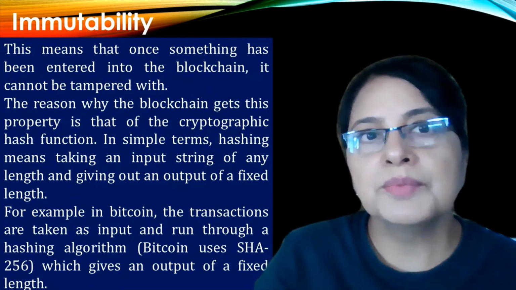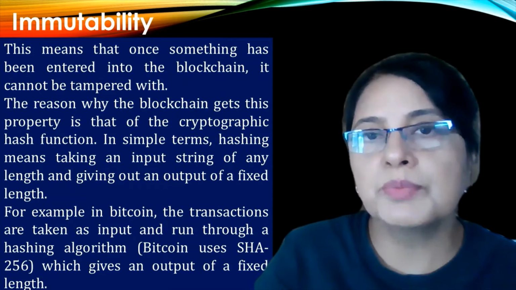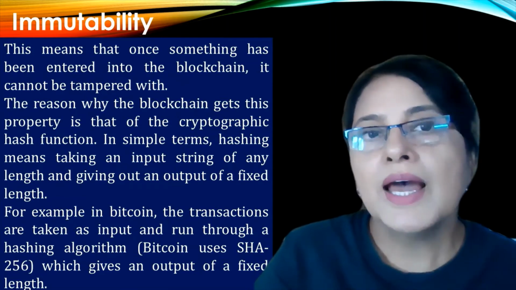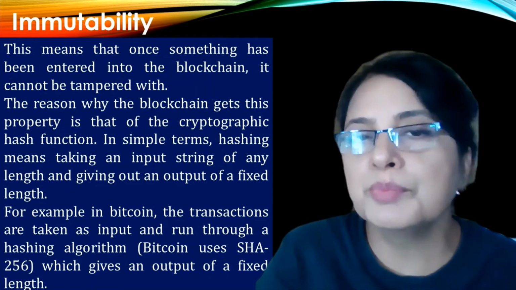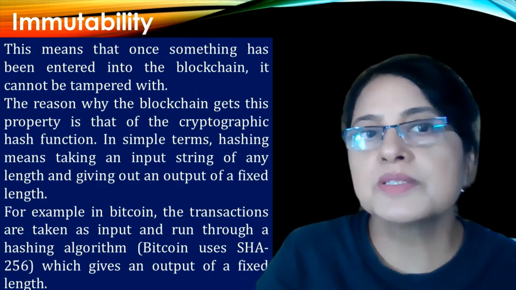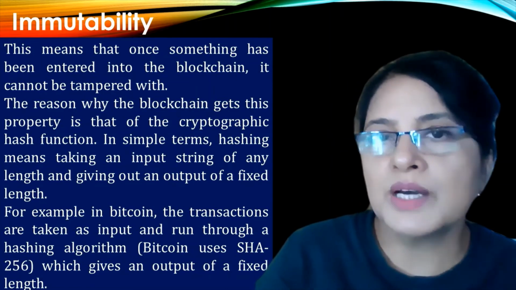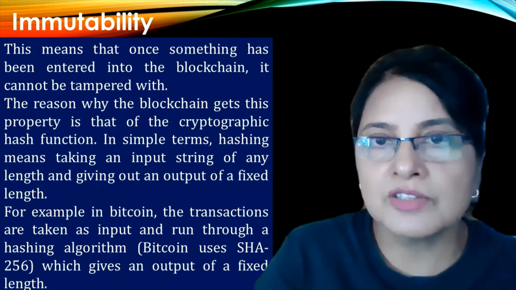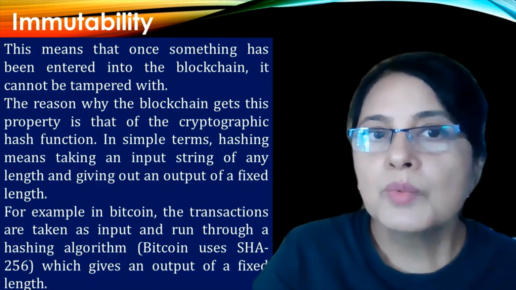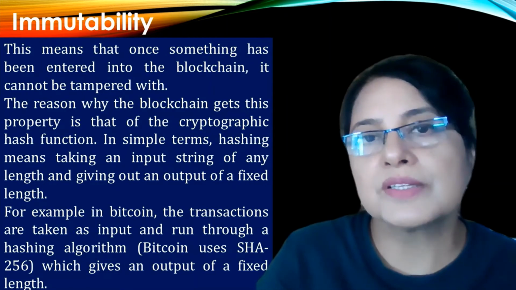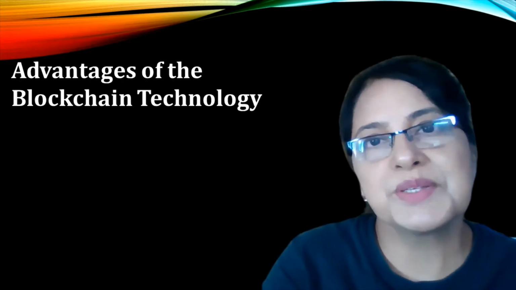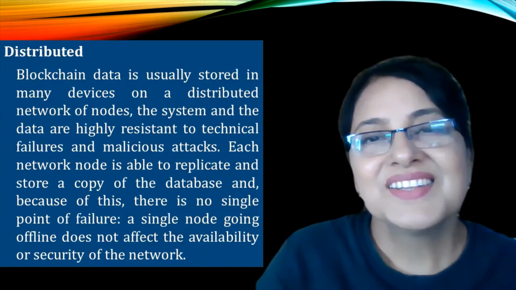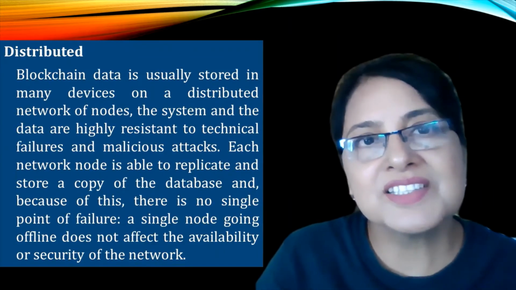In simple terms, hashing means that it takes an input string of any length and gives an output of a fixed length. For example, in Bitcoin, the transactions are taken as input, run through a hashing algorithm, which is SHA 256, which gives an output of a fixed length. Talking of the advantages of blockchain technology. The first advantage is that it's distributed.